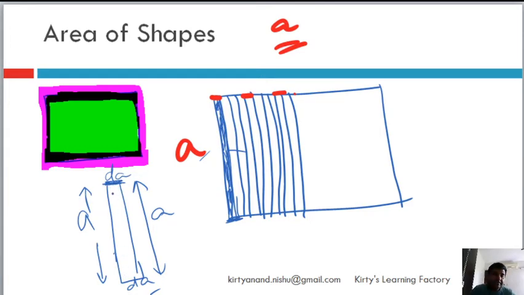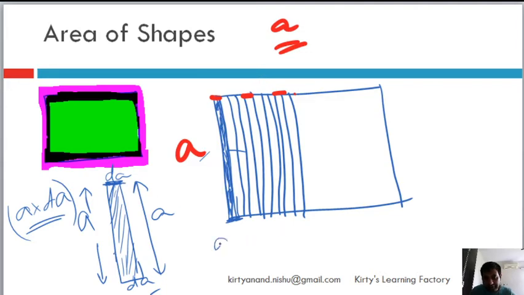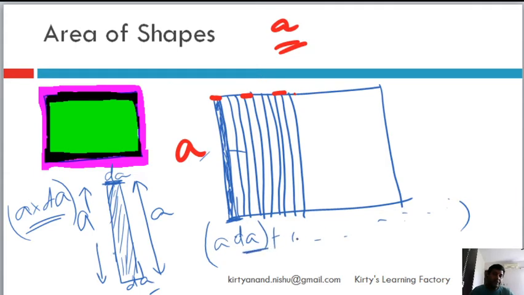And this is a rectangle, so the area is generally considered to be length into breadth when we are talking about a rectangle. So it becomes A into dA, and then there are n number of dA's. You continue to add A into dA, and eventually all these dA's put together become equal to A. So ultimately the area becomes A into A, which is A square.